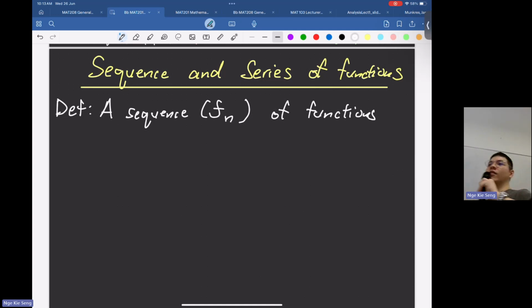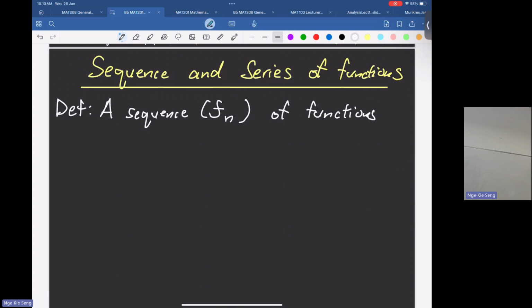So last time, how do we think of a sequence of numbers? We think of it as a function from where to where? How do we think about a sequence of real numbers? We think of it as a function from the natural numbers to the real numbers.